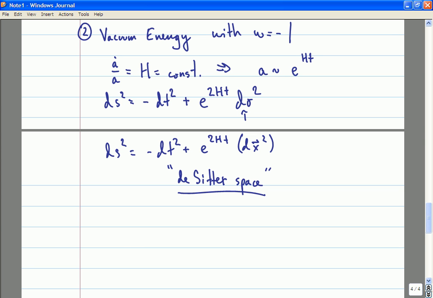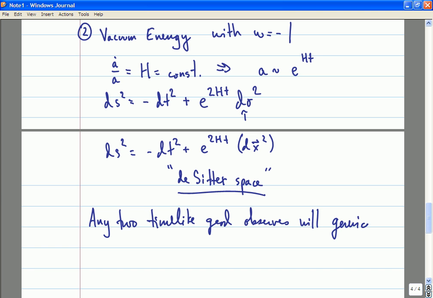Eventually there will be a horizon, just like the event horizon of a black hole, which will separate any two time-like geodesic observers. So any two time-like geodesic observers will generically, unless they happen to be sitting at exactly the same point at late times, be separated by a horizon. And thus they will be out of causal contact.